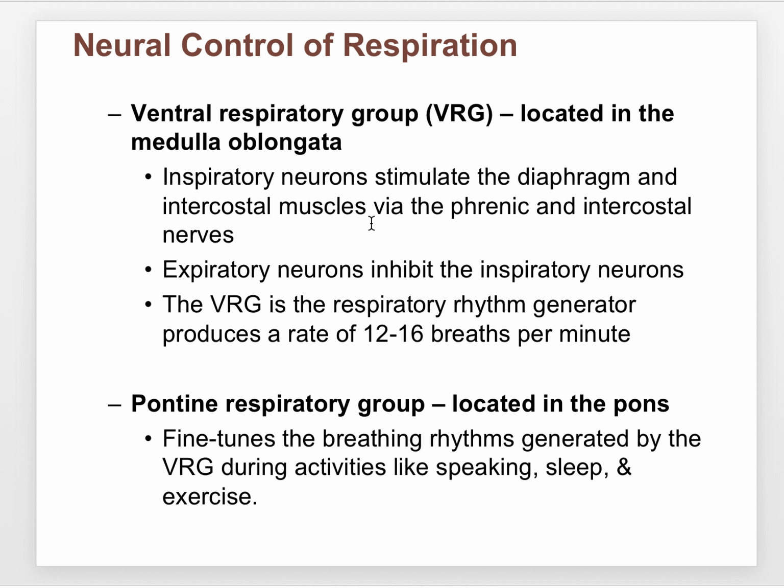Respiration is controlled in the medulla oblongata by the autonomic nervous system. There's a ventral respiratory group located in the medulla oblongata. Here, the nerves stimulate the diaphragm and intercostal muscles via the phrenic nerve and intercostal nerves. Expiratory neurons inhibit the inspiratory neurons. This produces a rate of about 12 to 16 breaths per minute. There's also the pontine respiratory group, which fine-tunes breathing rhythms for activities like speaking, sleep, and exercise.